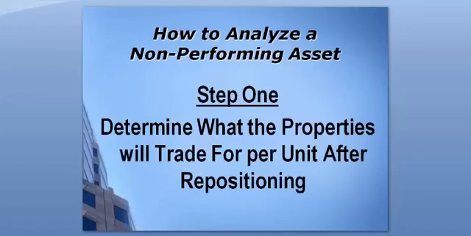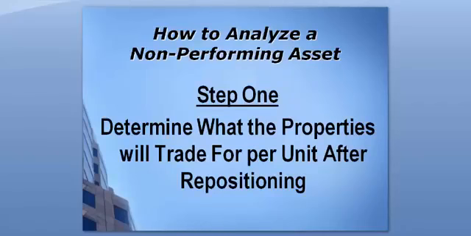The first step is you need to determine what the property will trade for on a per unit basis after the repositioning. So in other words, if someone's showing you, hey, you're going to have to buy this property for $30,000 per unit, and it's a non-performing asset, that's all well and good, but once I get this thing performing, what's the market going to accept for these properties?